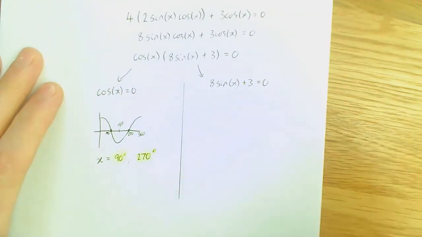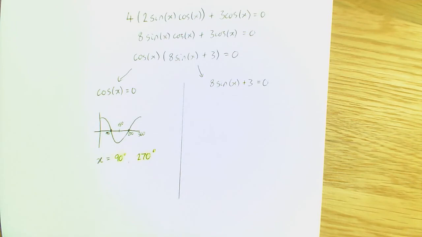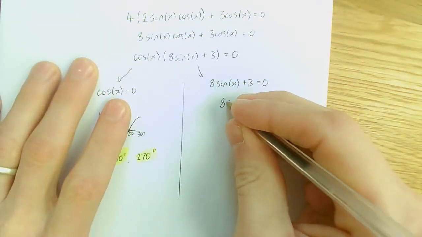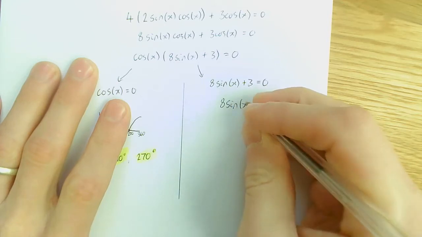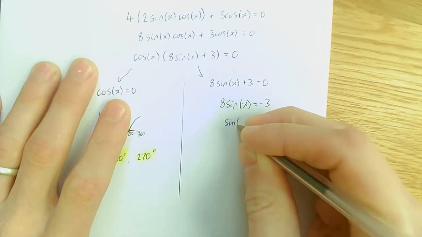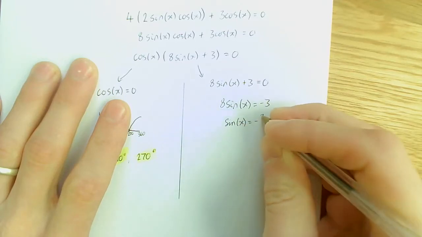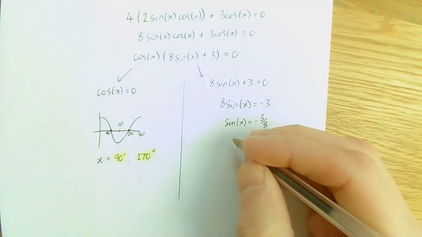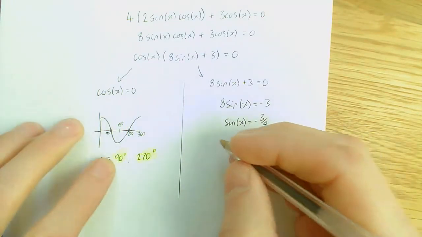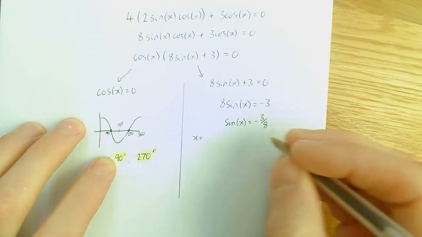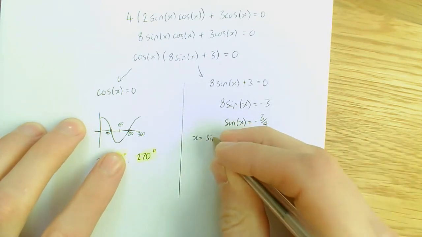On the other side, we've got 8 sine x plus 3 equals 0. Let's solve that. So we end up with 8 sine x equals minus 3. So sine x equals minus 3/8. Now, because it's a negative equation here, we're going to have to use slightly different methods if we do our CAST or we do our graph.